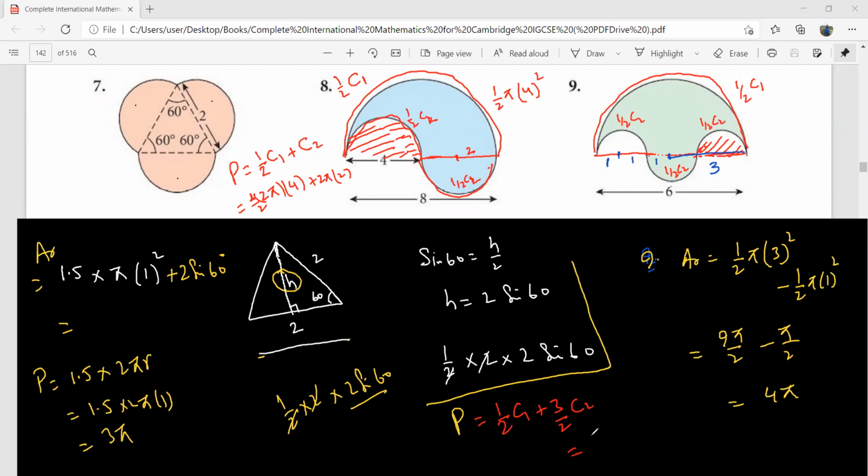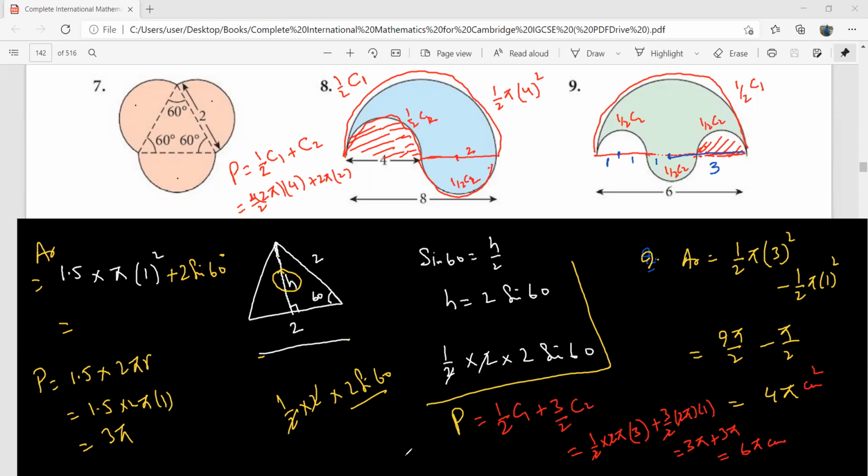So this gives you half into 2 pi r. The radius is 3, plus 3 over 2 into 2 pi, and the radius is 1. So if you simplify this, this is cancelled by this. You have 3 pi plus 3 pi. So that is going to be 6 pi centimeters. This is centimeter square if the unit was to be centimeter.